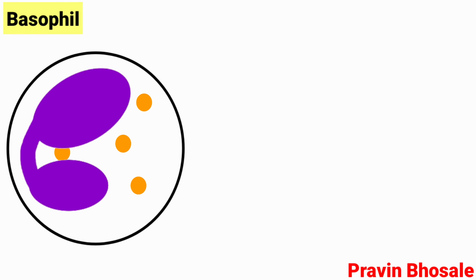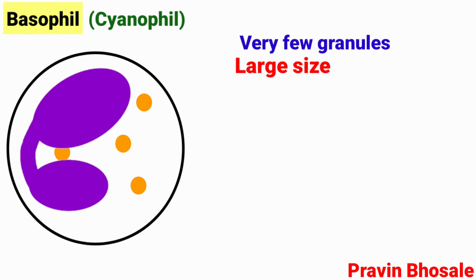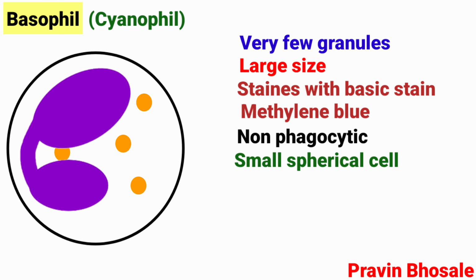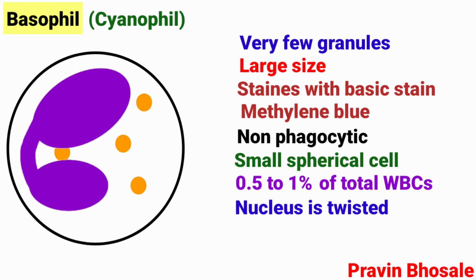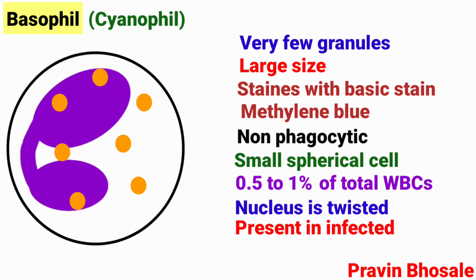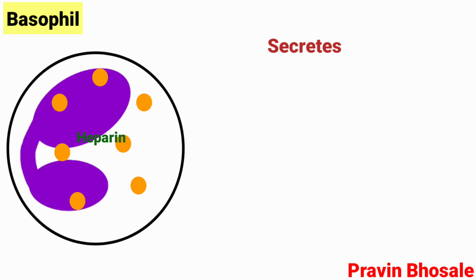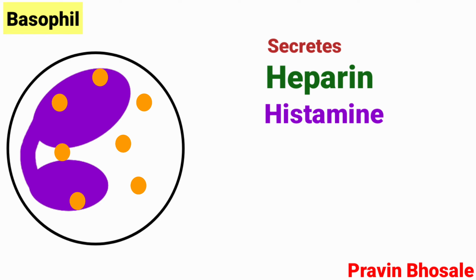Basophil, that is cyanophil. This cell has very few granules of large size and stained with basic stain like methylene blue. Basophil are non-phagocytic, small, spherical cells and are about 0.5 to 1% of total WBC. Nucleus is twisted. So note over here, in Basophil, nucleus is twisted. They are present in infected and allergic conditions only. Basophil secrete heparin, histamine and serotonin.